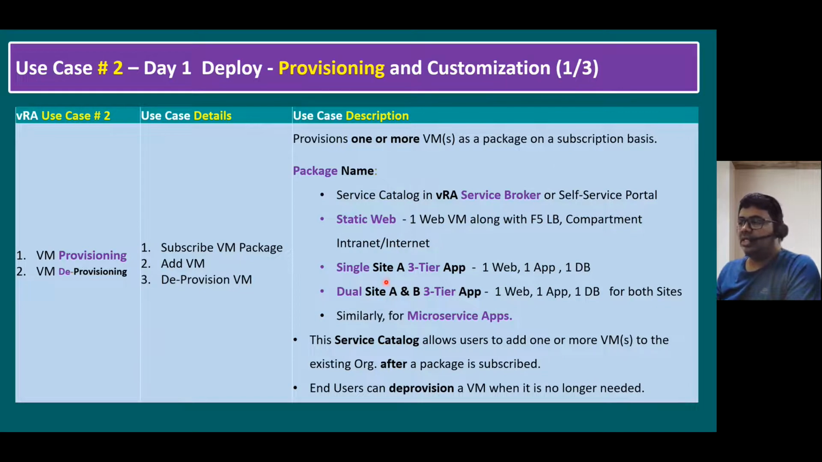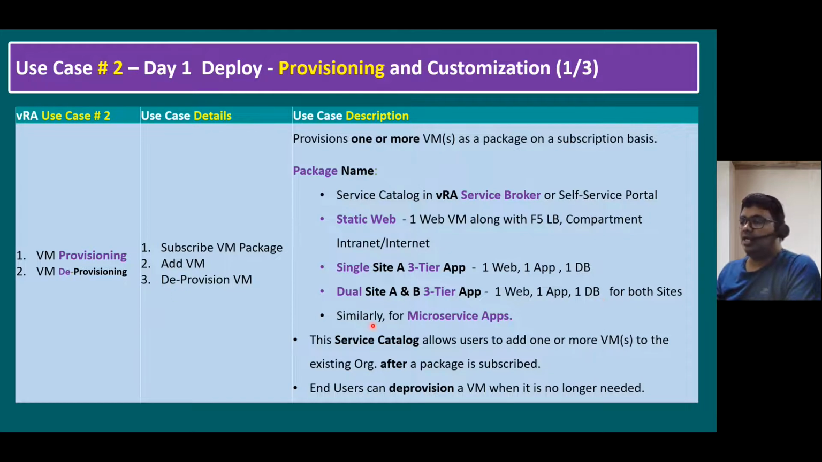Okay, and a single site: some customers provision all the virtual machines in a single site, and those are all three-tier applications. Three-tier application means one web server, one application server, one database server. And some customers may prefer a dual site. Dual site means two sites, site A and site B, and both sites have a web, app and DB. Why they configure dual site is that one site will be the primary site, and the other will be the disaster recovery site.